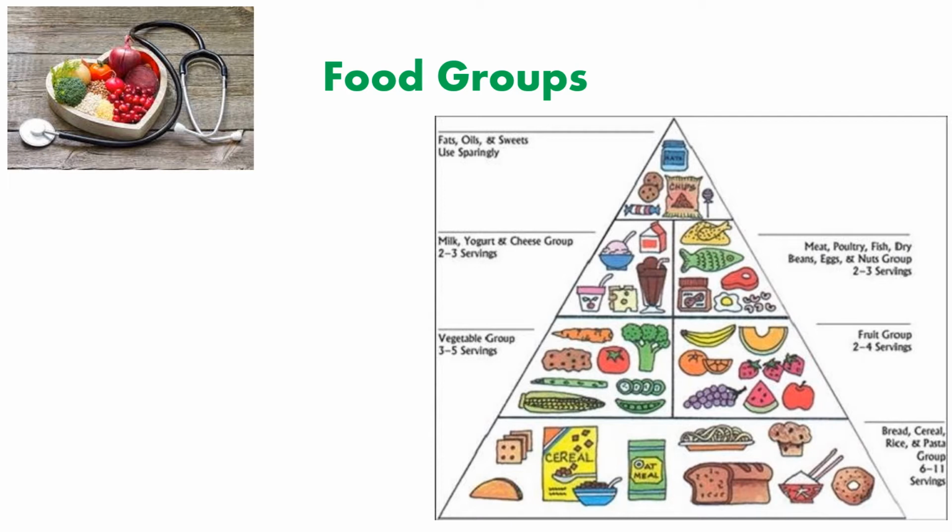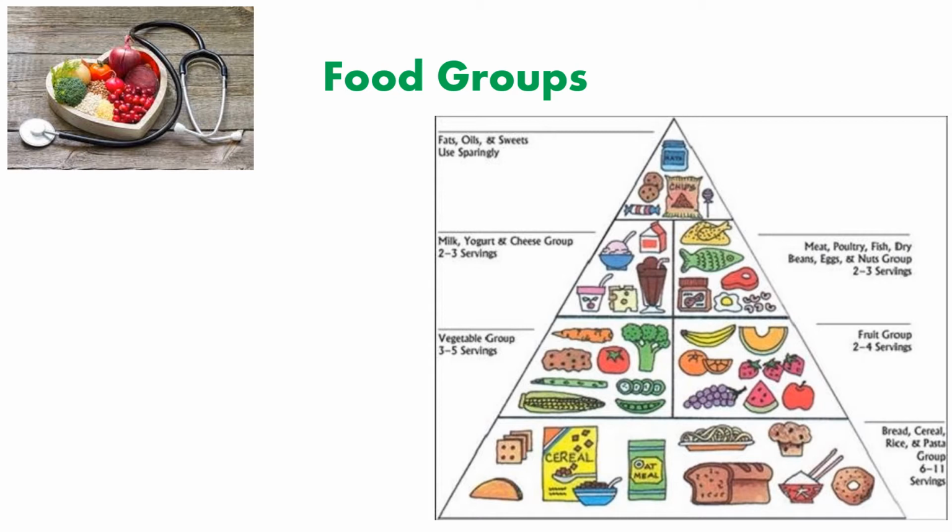And then you have the dairy products, which are milk, yogurt, and cheeses. And these have sugars, proteins, and fats. And then you have the meat, poultry, fish, eggs, and nuts. They all have a lot of protein. Some meats can be more fatty than others, especially if you leave the skin on chicken, for example. That contains a lot more fat than if you were to remove the skin and eat the meat.